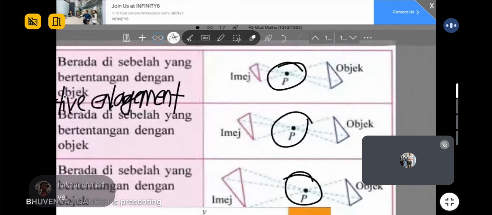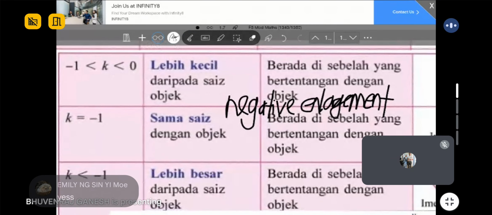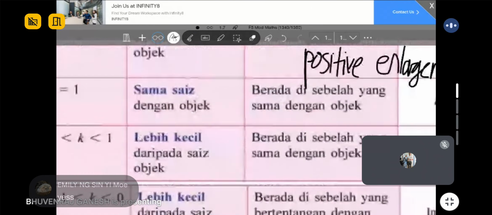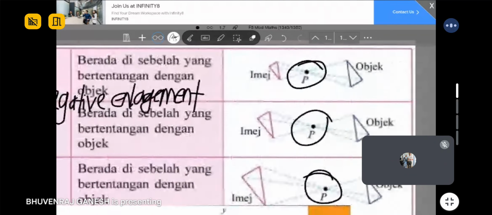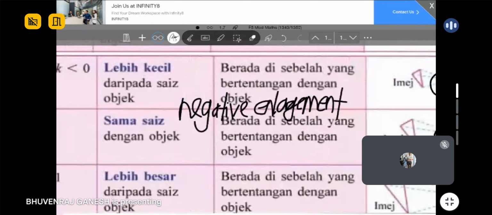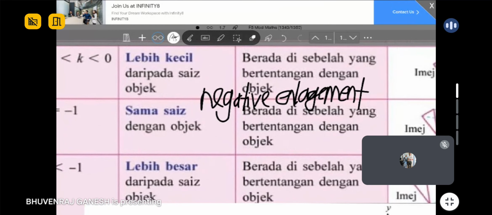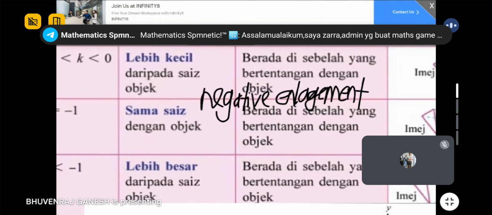Semua konsep yang ni. The magnitude, nilai faktor skala, exactly the same as above. Same concept. Like image, same as object, k equal to 1. And then image greater than object, k greater than 1. Okay, all the same concept. The only thing is tambah negative. Which part? Bahagian mana?